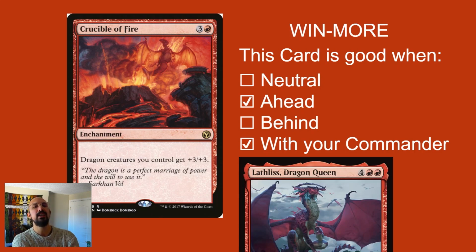Now let's go back to that idea of win more. Win more is sometimes hard to describe to players who don't know the context of it. Win more is a card that you play when you've already been winning, and it's just going to make you win more. It's just going to amplify your victory.